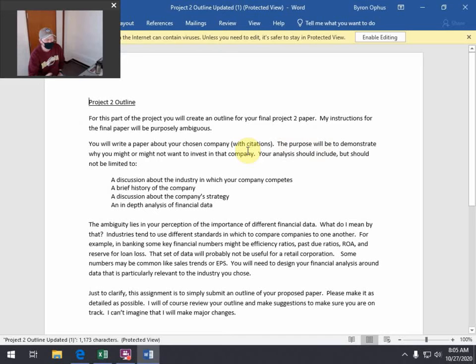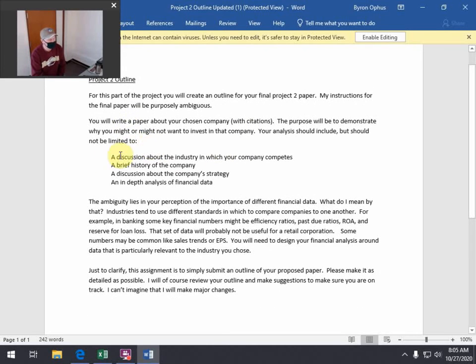You're going to create an outline for your final project, okay? Again, my instructions for the final paper are a little bit ambiguous, meaning your financials are going to take you where your financials go. I can't really change that, but that said, there are things that I absolutely expect to be in the final paper, and they're listed here, right?